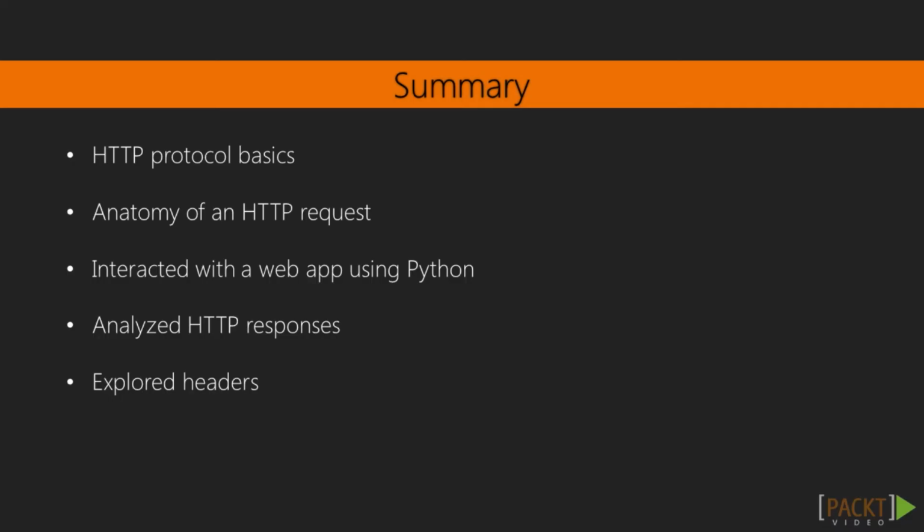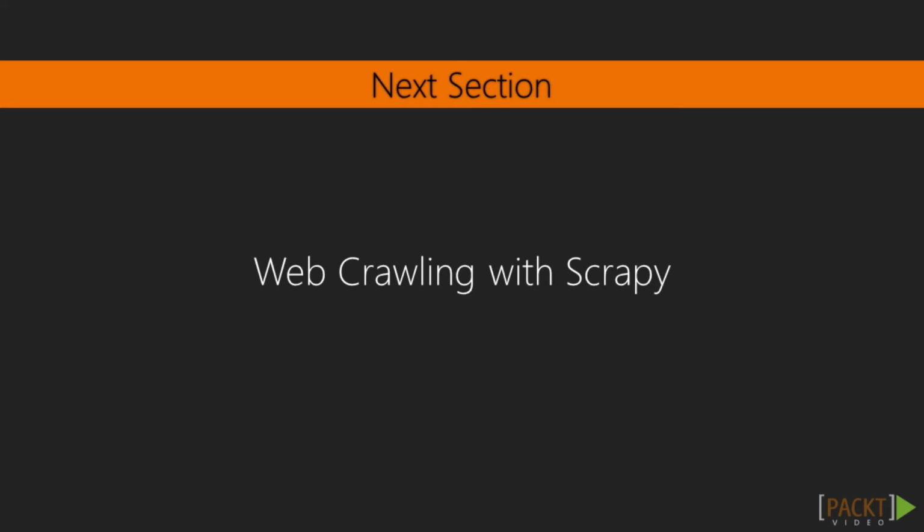Congratulations! You've finished section 2. In this section, you learned how to interact with a web application using Python and the requests library. We also learned about the HTTP request anatomy and the different HTTP methods and response codes. In the next section, we're going to learn how to write a web crawler, a spider, using Python and the Scrapy library.